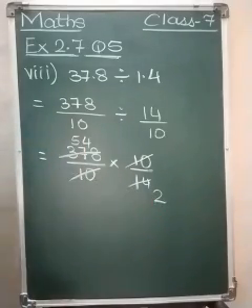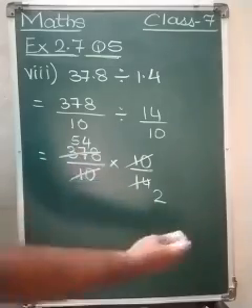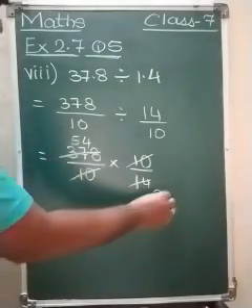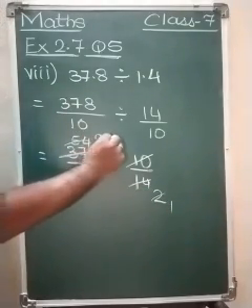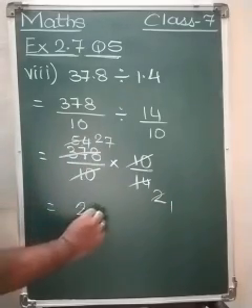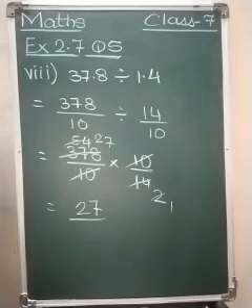Now this 54 upon 2 can be divided. Or 54 divided by 2, it would be half of 54. 2 1s are 2, 2 2s are 4, 2 7s are 14. So the answer is 27. And done.